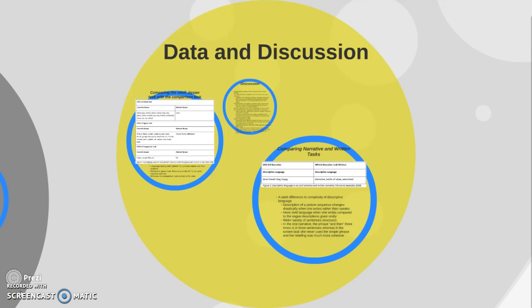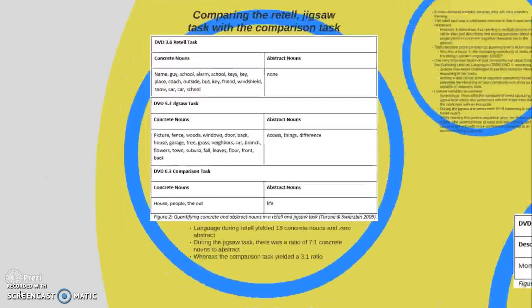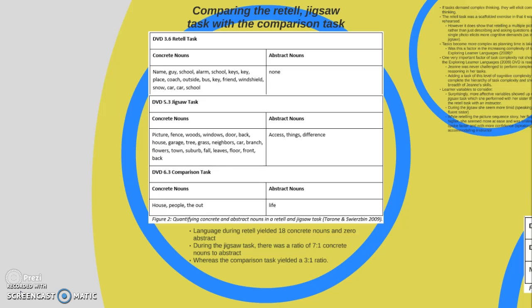So here's some of the data that I looked at and a discussion. I looked at comparing the retail, jigsaw, and comparison tasks and the amount of concrete nouns and abstract nouns in the 3 tasks. So the language during the retail task yielded 18 concrete nouns and 0 abstract. However, during jigsaw you saw a much better ratio, which was 7 to 1. And in comparison, it was even over twice as better with a 3 to 1 ratio from concrete to abstract.